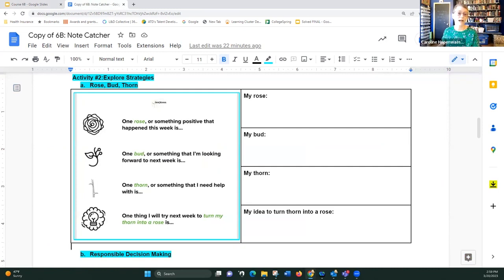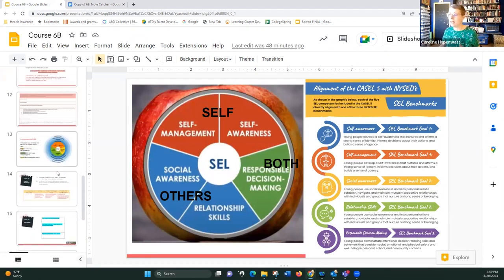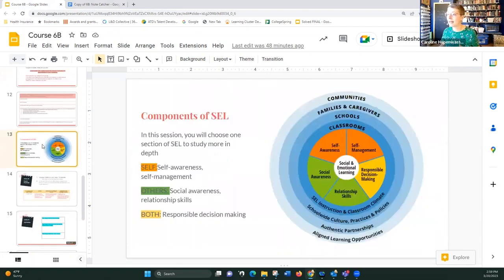So you've already got great ideas. So here's what we're going to do next. We're going to move into some exploration and then discussion. And then if we have time, we're going to do another activity together at the end. So what I want us to look at now, we're actually going to go to activity 3 on your note catcher. And this is going to include looking at a Padlet.